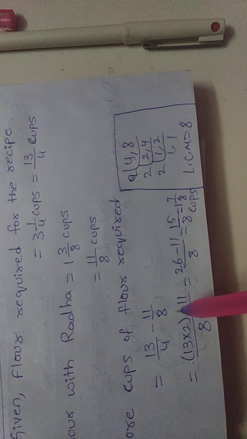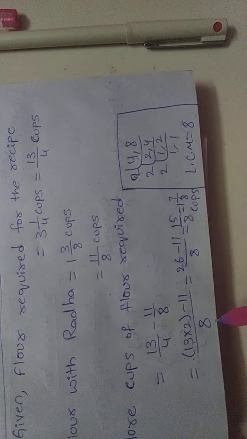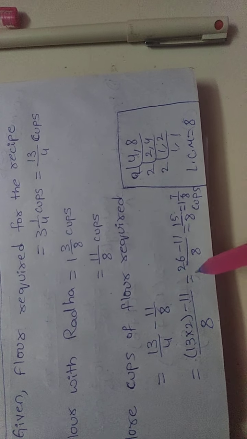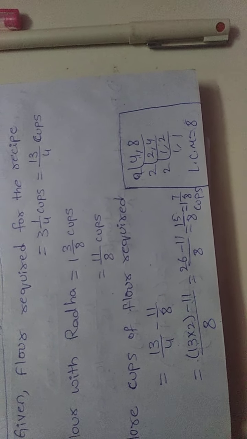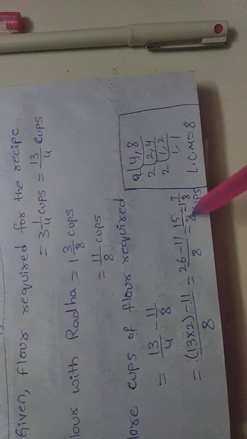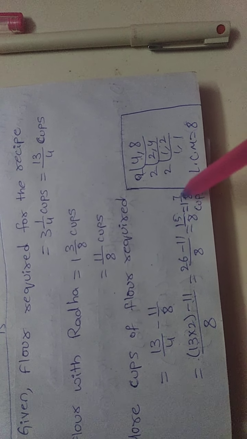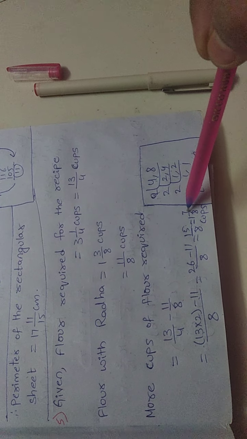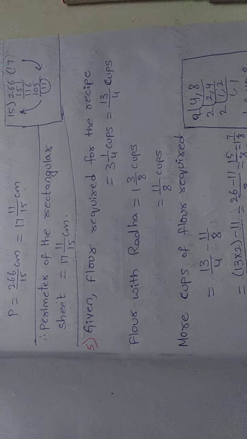13 into 2 minus 11, the denominator 8 is common, so write the numerator as it is. That equals 13 twos are 26 minus 11 over 8, which is 15/8. Okay, and 15/8 again convert into a mixed fraction, same like this, do division. This is the solution for the fifth problem.